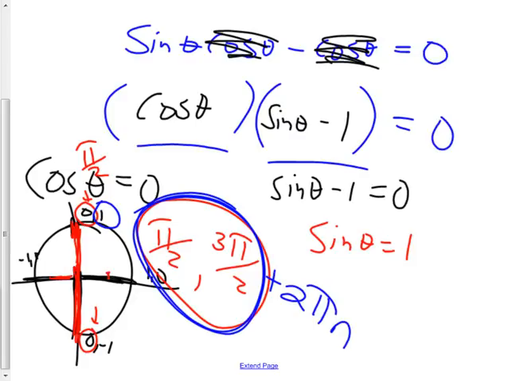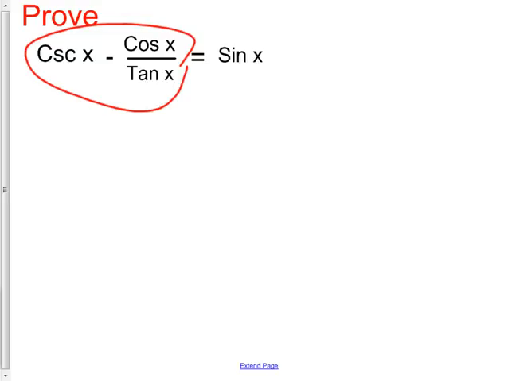All right, moving on. Here's a proof. See if you can handle this one.